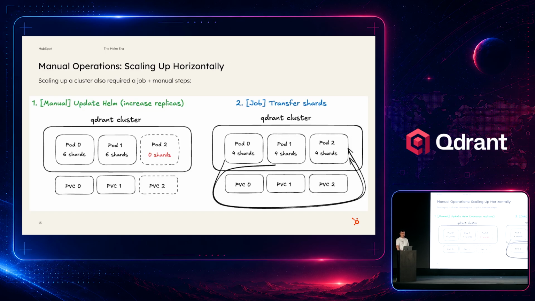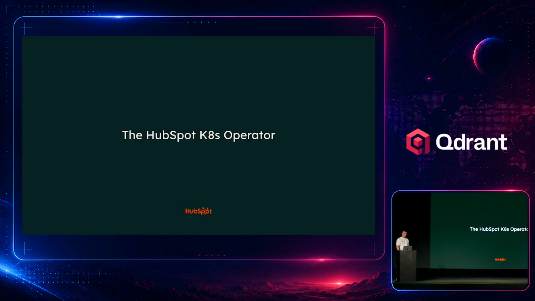The same problem was there for scaling up. Basically, we have to update Helm, increase the number of replicas, and deploy it. We get the new pod starting up, but the problem is it has 0 shards. So after that, we have to use a job to transfer shards to this new pod and make sure it's all balanced and so on.